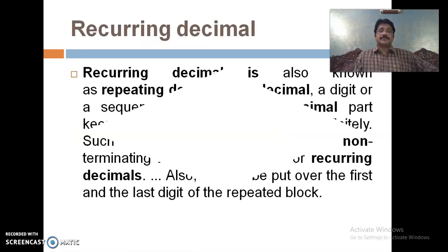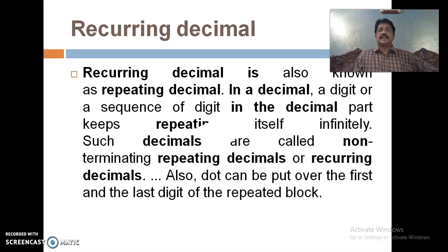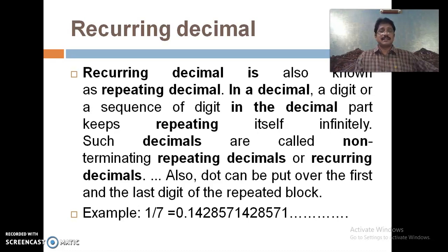Okay. So if any decimal is given, we can identify whether it's a recurring decimal or not. Now let's take a small example. 1 by 7. When you divide 1 by 7, the value is 0.142857142857, the group of digits 142857 is repeating continuously. So this is an example of a recurring decimal.